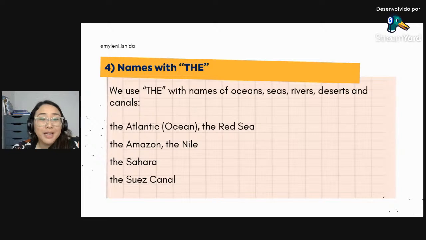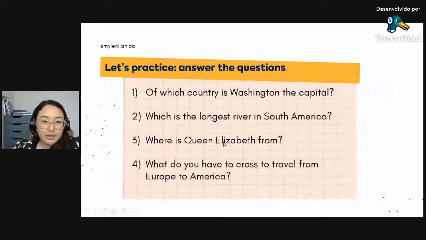Why do I have to put it with rivers and deserts? You just need to memorize that, okay? There is not an explanation. We just have to use it with those, and that's it, okay? Good.